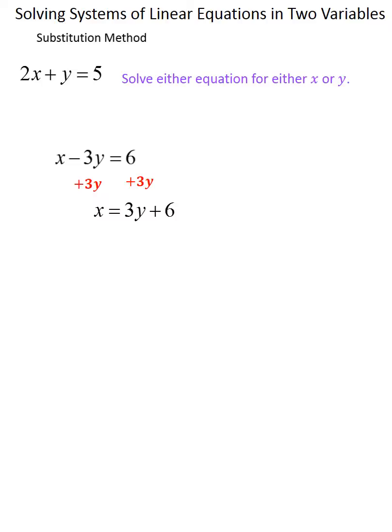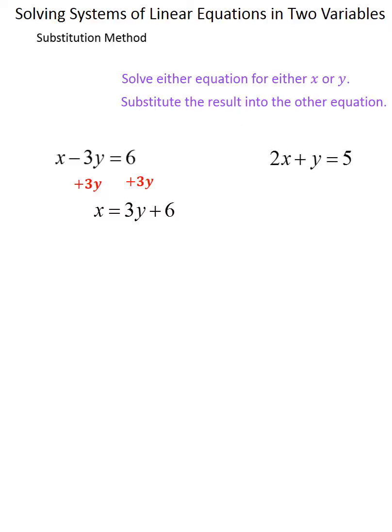Now, once you've solved either equation for either variable, you then substitute that result into the other equation. So, here's the other equation, and here's what I'm going to do to substitute. Since we know that x and 3y plus 6 are the same number, I can take this equation and replace x with 3y plus 6, as I've done here.